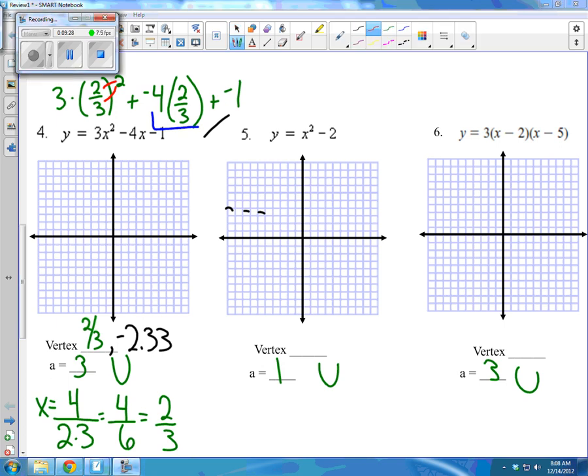Everything's based on a third: 2/3, negative 2.33, which is the same as negative 2 and 1/3. So what I'm going to do is actually change my scale into thirds. Looking at the y-axis, if I count up 3 starting from the center, this is worth 1. Here's 2, here's 3. And I'm going to do the same on the x-axis, so every 3 is worth 1.